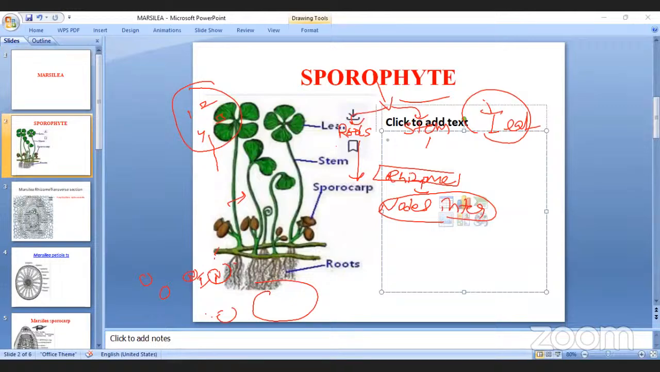And from the rhizome, the reproductive organs also develop. In general, what are the reproductive organs in Pteridophyta? Respond, anyone? Hello? In general, what are the reproductive organs? Reproductive part.